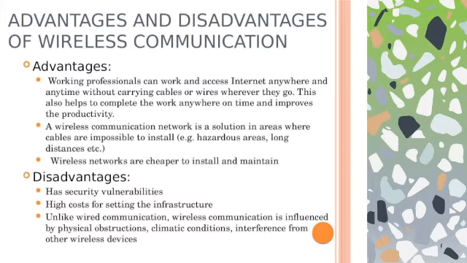What are all the disadvantages? It has security vulnerabilities. It is transmitted over air, meaning anyone can crack the codes, anyone can receive your message. So it has security vulnerabilities. High cost for setting up the infrastructure. Unlike wired communication, wireless communication is influenced by physical obstructions, climatic conditions, and interference from other wireless devices.